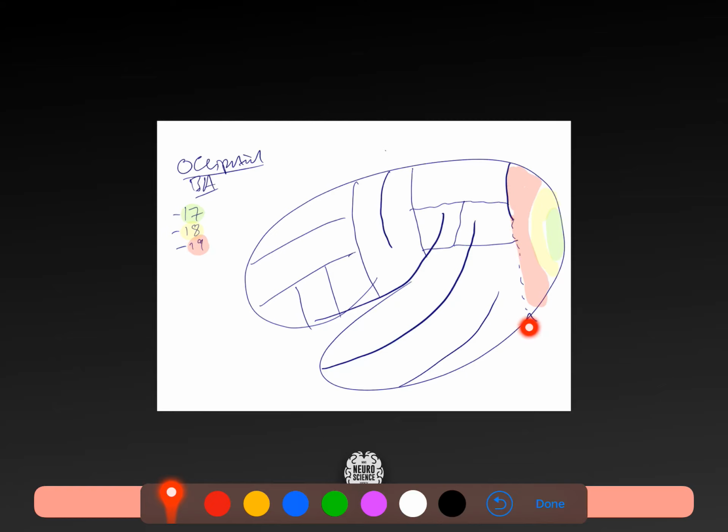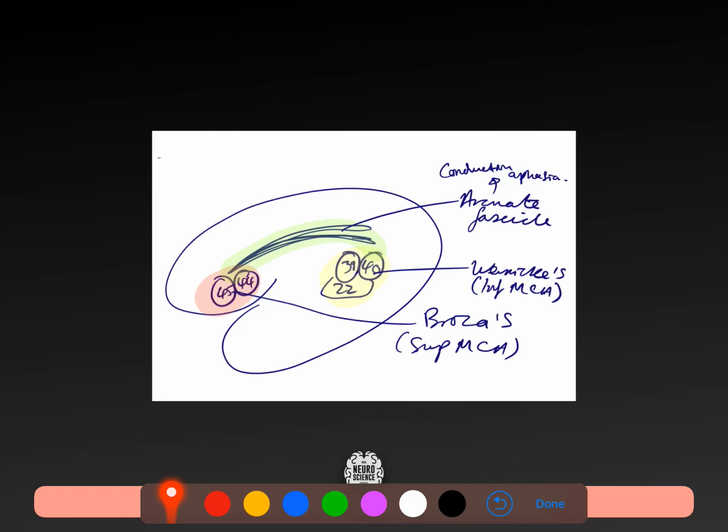So occipital, we have our parieto-occipital sulcus here, and we have our preoccipital notch, which forms an imaginary line between the two to form Brodmann 17, 18 and 19, or V1, V2, V3. This is our primary visual cortex and visual association cortices.